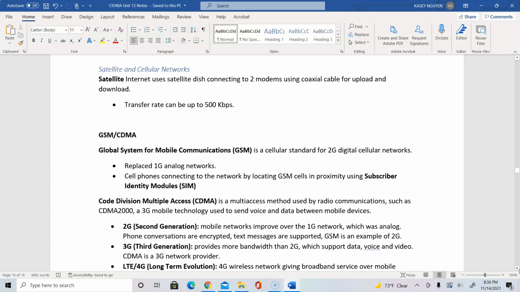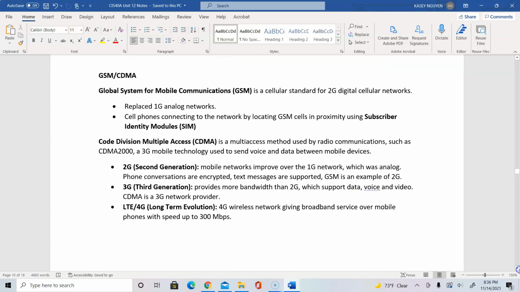LTE and 4G. LTE stands for Long-Term Evolution, and 4G is fourth generation. This is now able to implement wireless networks, giving broadband services over mobile devices, so you can tether your phone for other devices to use your phone as an internet connection point. And so you can have speeds up to 300 megabit per second.